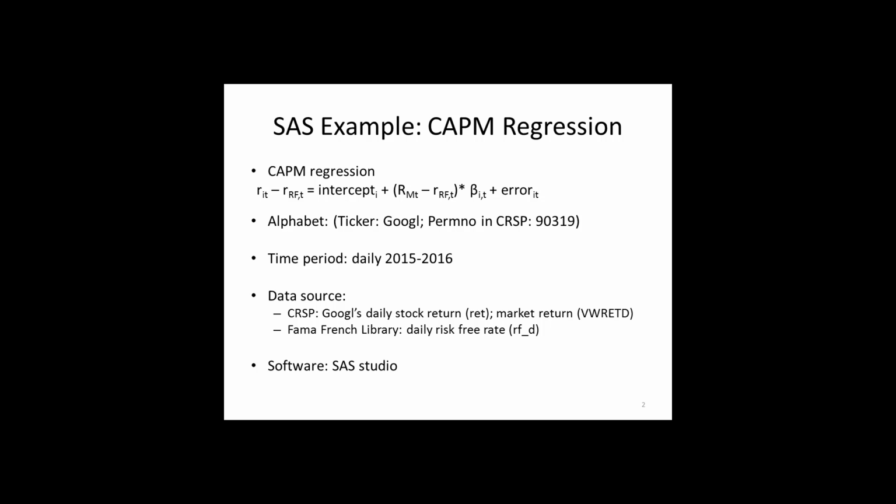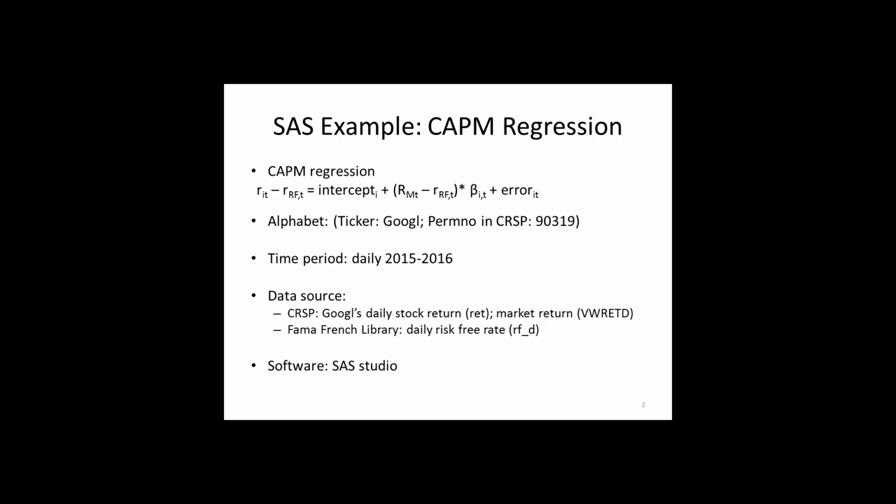For the data set, we use two data sources for this study. From the CRSP data set, Google's daily stock return with the variable name RET is collected, and also the market return with the variable name VWRETD. And from another data set, from the French library, the daily risk-free rate with the variable name RF-D is collected. Combine the two data sets, and that will have everything we need for the CAPM model regression.